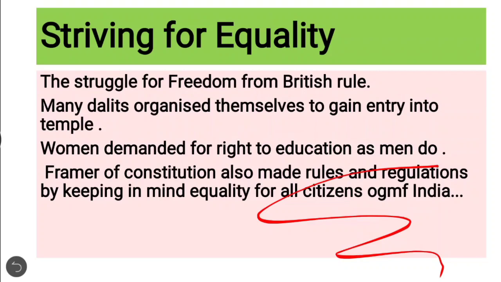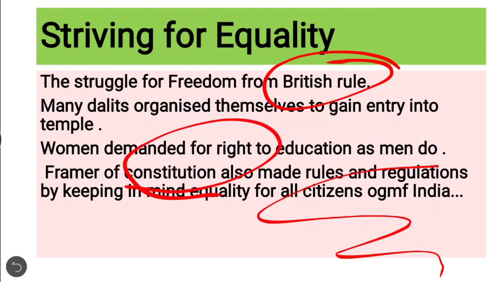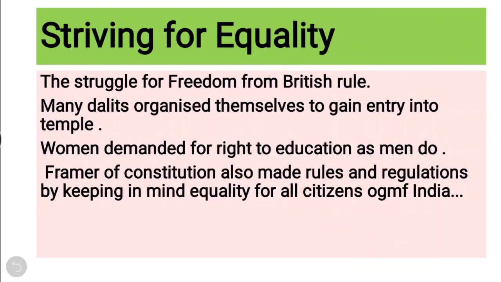But yes, we can say that from the time of king rule, or from the time of British rule, many things have changed. Now we have the Constitution, which has rules and regulations, and in that we have the right to equality. Through the right to equality, everyone is eligible for equality. There is no upper caste and lower caste. There is no poor or rich. There is no superior religion. There is no superior person in the country.